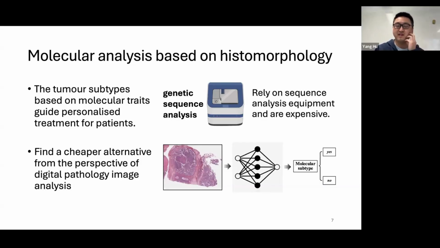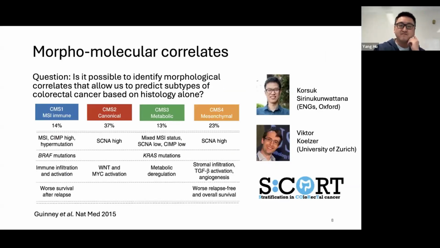So basically, that's a very naive classification task. For example, we have a molecular subtype named KRAS in colorectal cancer. We just need to train a classifier to perform that classification into yes or no, whether it's KRAS or wild type.